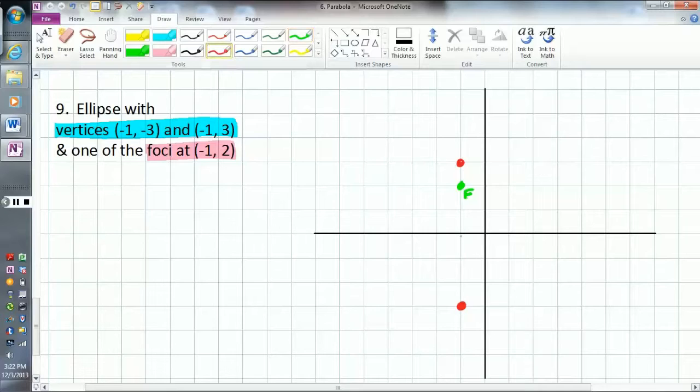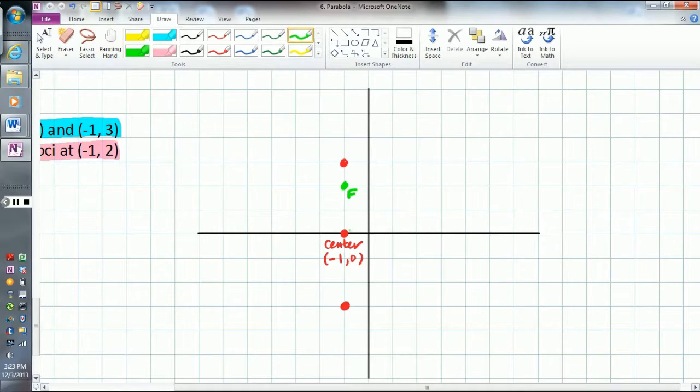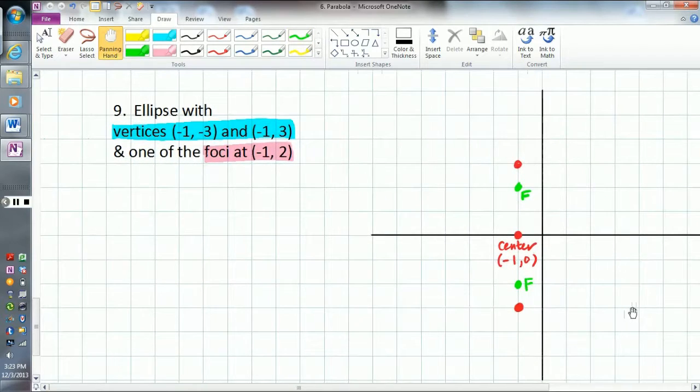I can see the center of my ellipse is going to be here, and the center is going to have the coordinates (-1, 0). Because ellipses are symmetric, if I have a focus 1 unit below the higher vertex, I'm going to have another focus here as well. We don't need that to write the equation, but it's never a bad idea to be thorough. Now the question that I have is, how wide is this ellipse going to be? And that's the thing that we don't know.